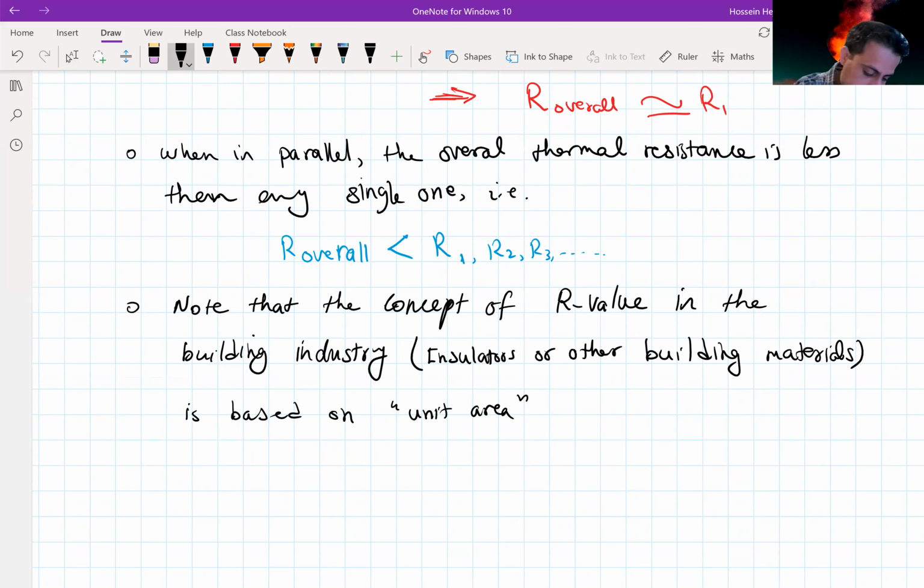Now there is a concept of R value that probably you have seen, the R value of different materials, especially for insulators when we are using them for buildings. Those R values are exactly thermal resistance, but they are per unit area. So those are this thermal resistance divided by area.